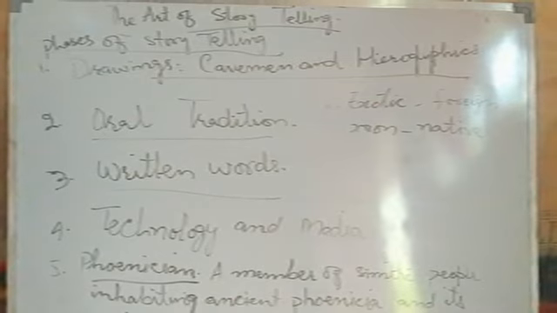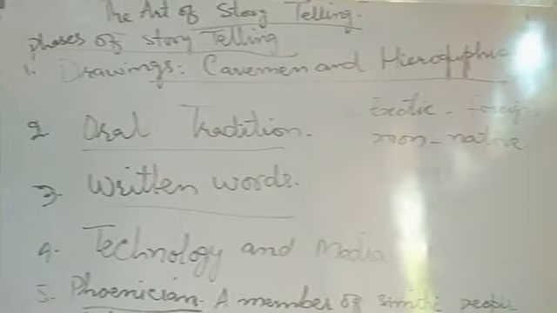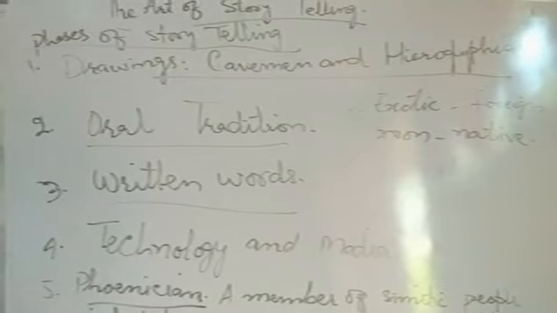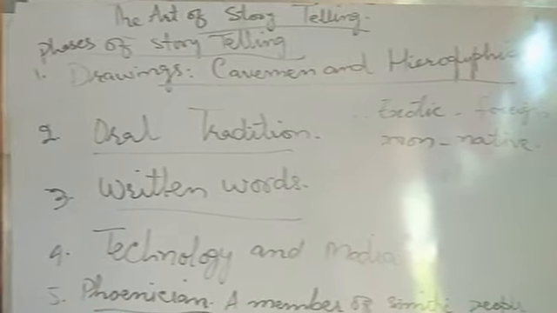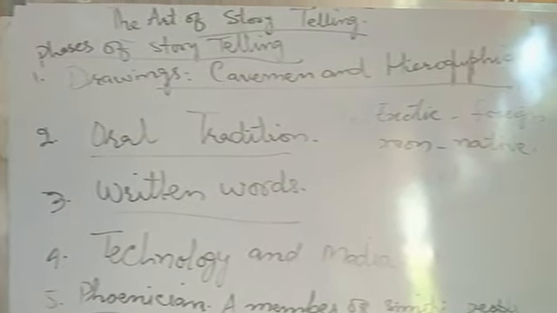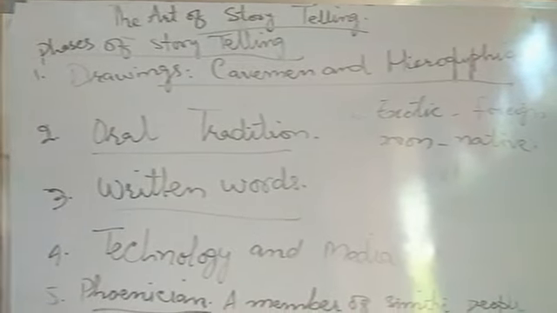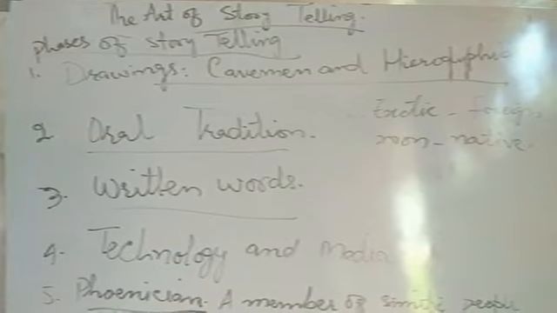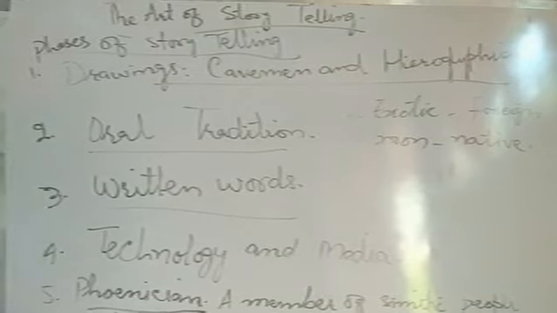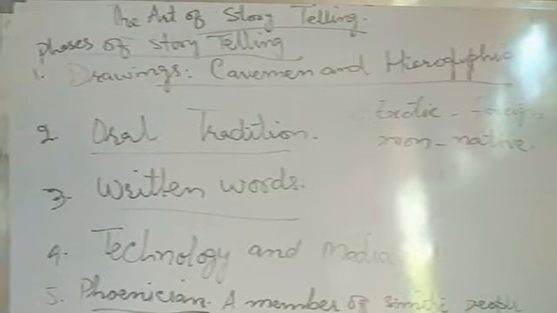Second phase is oral tradition, which includes epics etc. And the latest is written words. In the written words, the first ever written and recorded story is the Epic of Gilgamesh, a poem from ancient Mesopotamia. Story writing began from drawings. Over a period of time, it changed into script. The alphabets used today were derived from older forms of writing like the Phoenician alphabets.